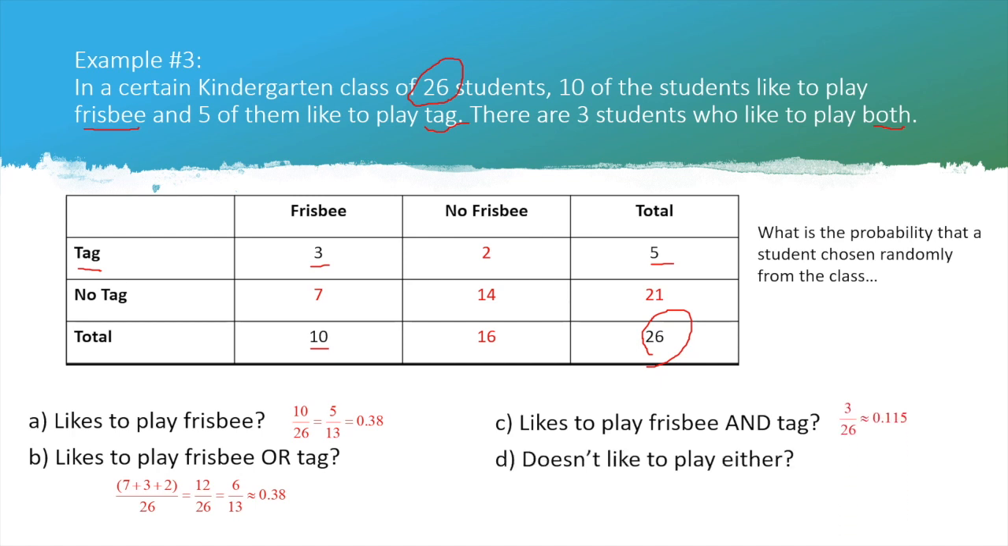And D, they don't like to play either. So the one when it says doesn't like to play either, that's like neither. So that means no tag, no Frisbee. No fun, but hey. So that would be 14 out of 26, or about 0.54. So again, when you're just given the words, remember we weren't given any picture here, so what we did was we drew a table. You can also answer these problems with a Venn diagram, but I really think that using a table is a lot easier. If you want to use a Venn diagram, you can Google that, or maybe we'll come back and address that at a later time.